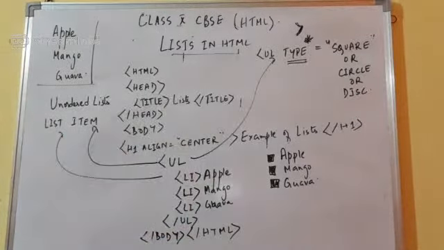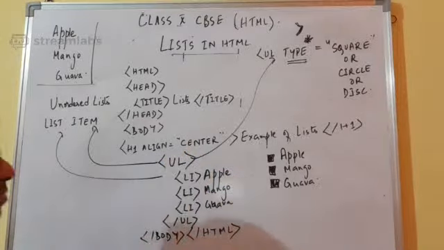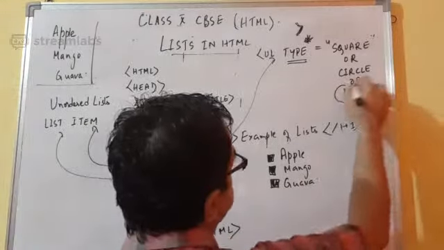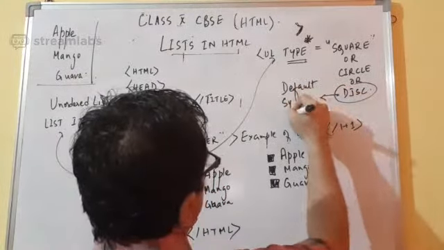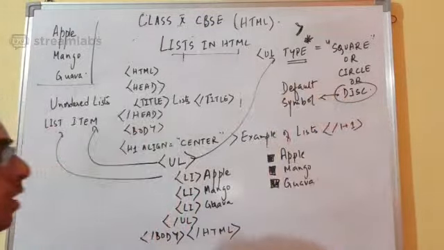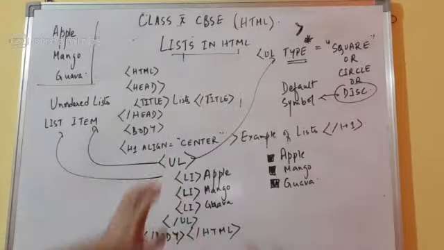Now if you don't mention type and just close the tag, which symbol will be attached automatically? This is the default symbol which gets attached. I hope this is clear to you. Any doubt regarding this, so that I can move to the numbered list? This is called your unordered list, or an unnumbered list as we can also call it.